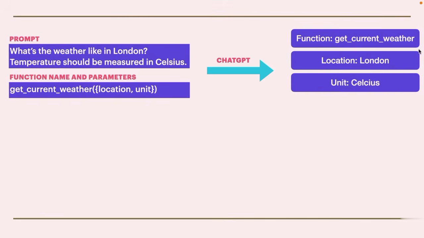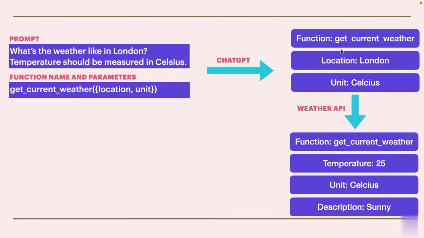Now, when you get this output from ChatGPT, which is returned to you in JSON format, you can use it to run the getCurrentWeather function, which you would need obviously to define in your code. So we can do that using an external weather API, and we will get something like the temperature, units, and description of the weather. Now we've got all the data we need to provide the user with a final result describing the weather in London.